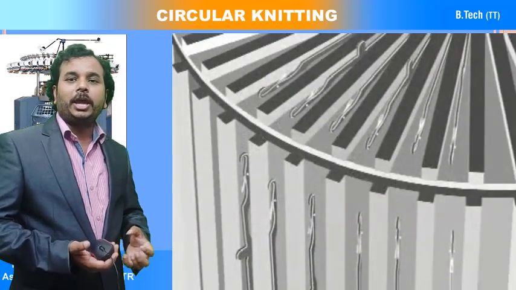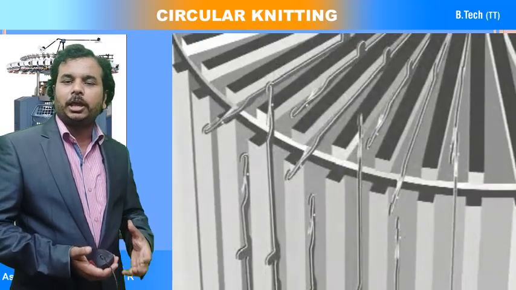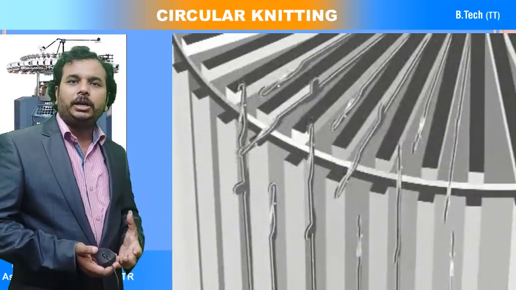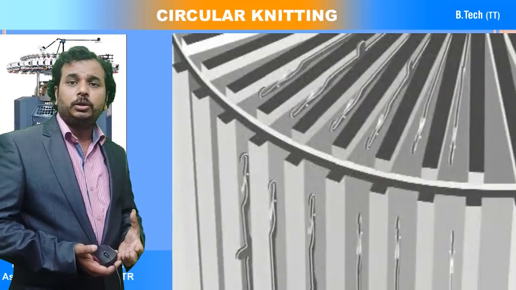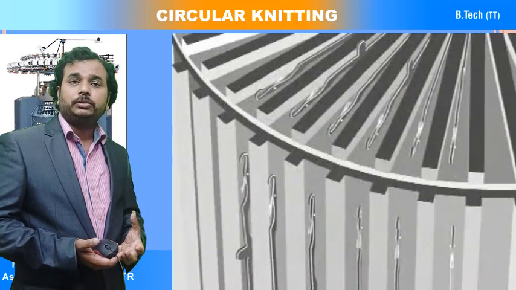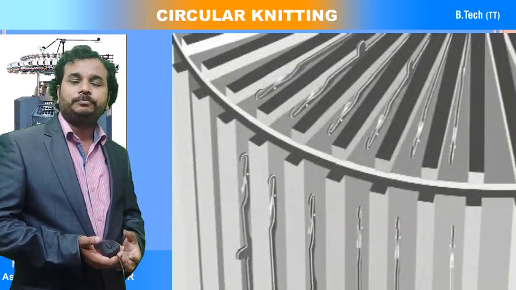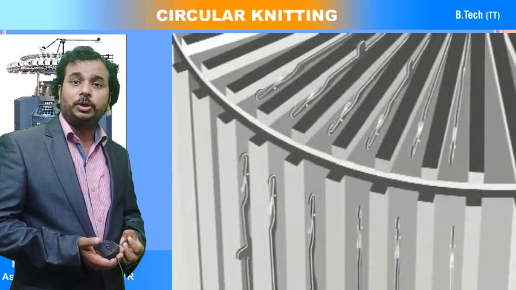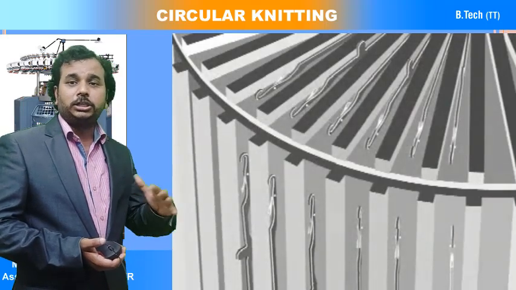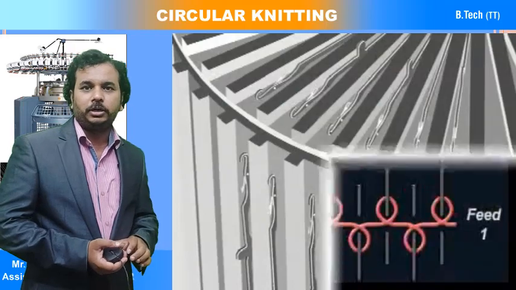So at a time, either the short needles in the cylinder and dial or the long needles in the cylinder and dial can be operated, so that you can form the fabric structure. You can clearly see here how the needles are moved up and down in the cylinder, and in the dial, the horizontal, to-and-fro movement of the needles.